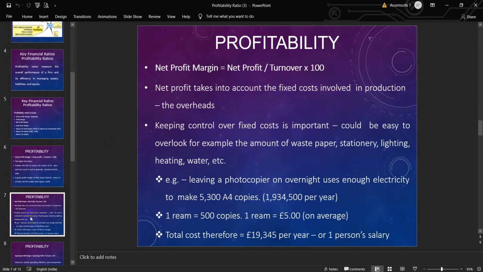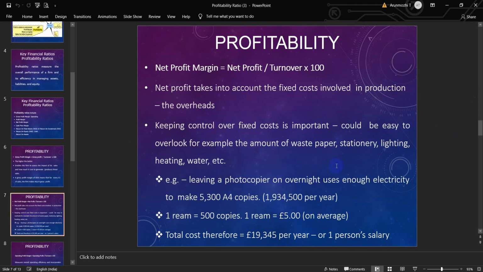Net profit margin is equal to net profit divided by turnover into 100. Net profit takes into account the fixed costs involved in production, that is the overheads. Keeping control over fixed costs is important. It could be easy to overlook, for example, the amount of waste paper or the stationery or lighting, heating, water, etc.